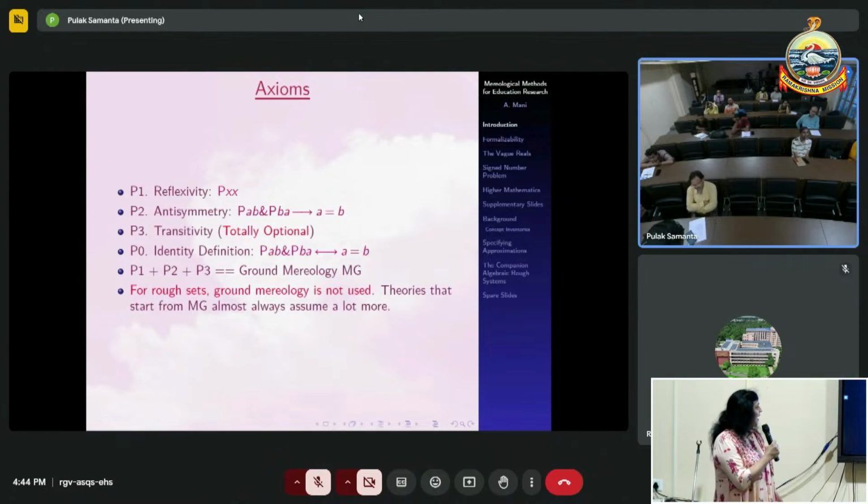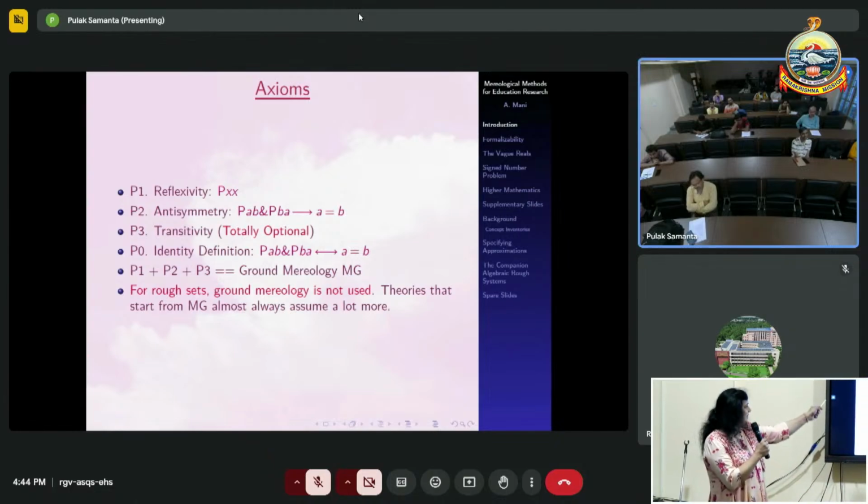By ground mereology, there is a system called ground mereology, and that has first order axioms, and that includes P1, P2 and P3. That is one of the most basic systems. For rough sets, I don't use ground mereology because I don't use the transitivity axiom in a compulsory way.